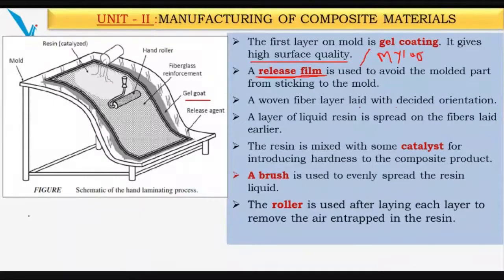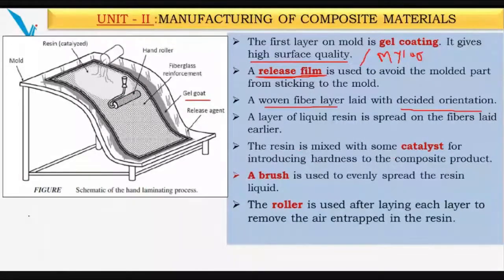Then woven fiber layer is laid with the decided orientation. Mostly woven fiber is more popular in hand layup because it is easy to handle. Unidirectional can also be used, but woven fiber is very easy to handle, and that's why it is preferably used. Then a layer of liquid resin is applied one by one. We can use a brush or hand roller.